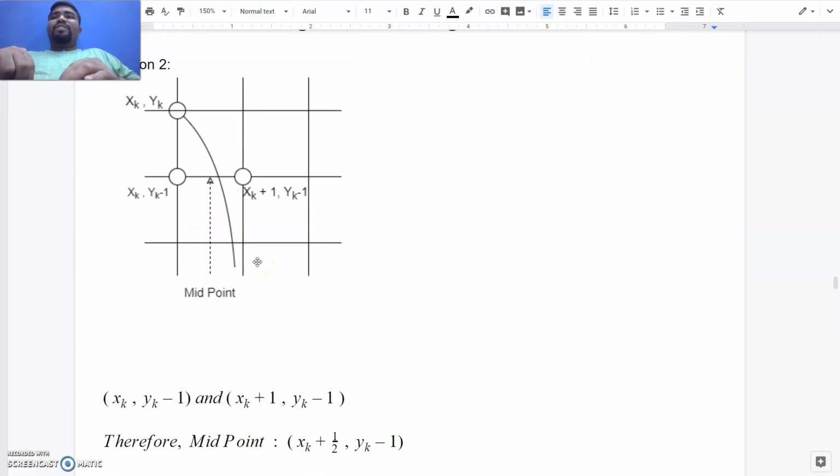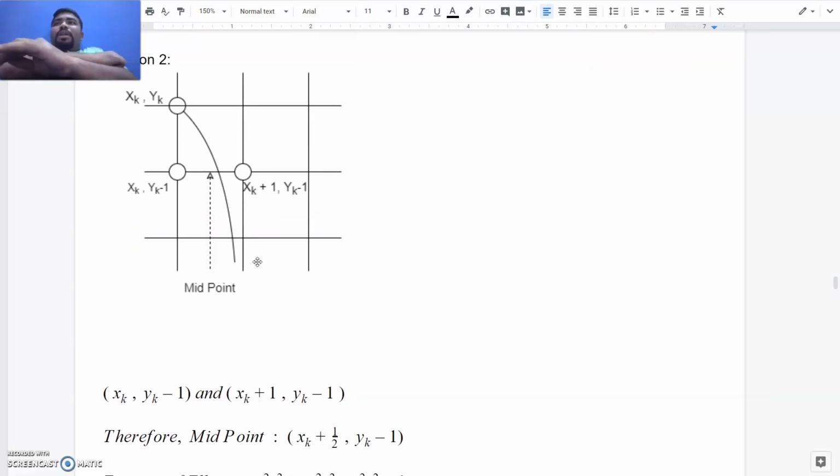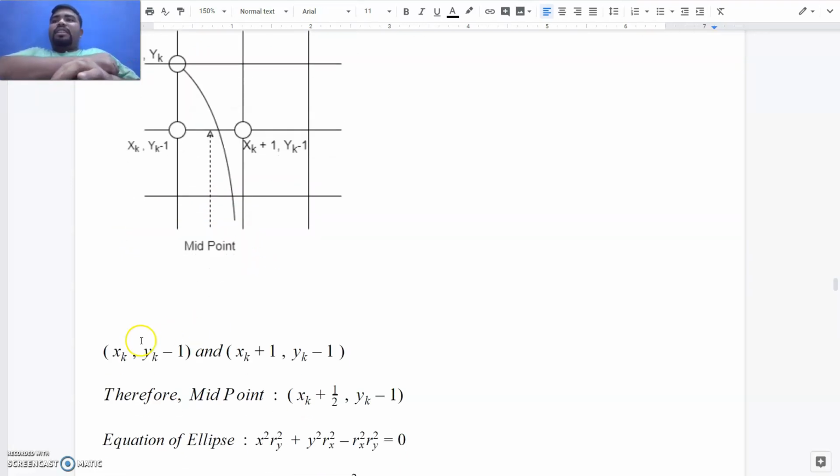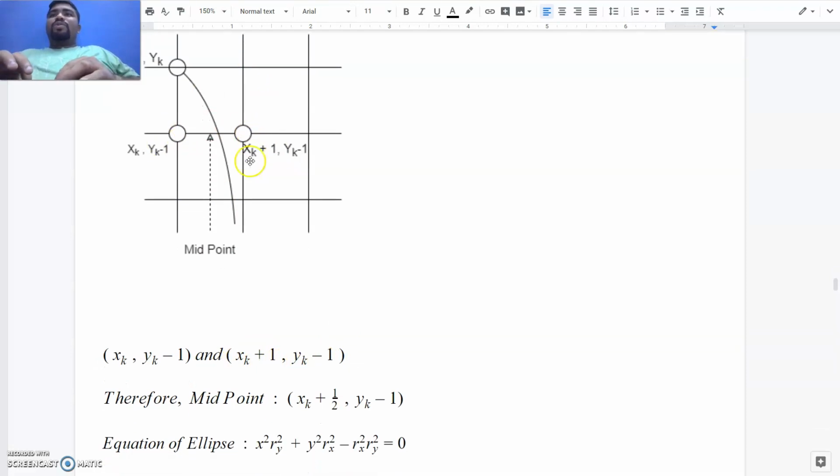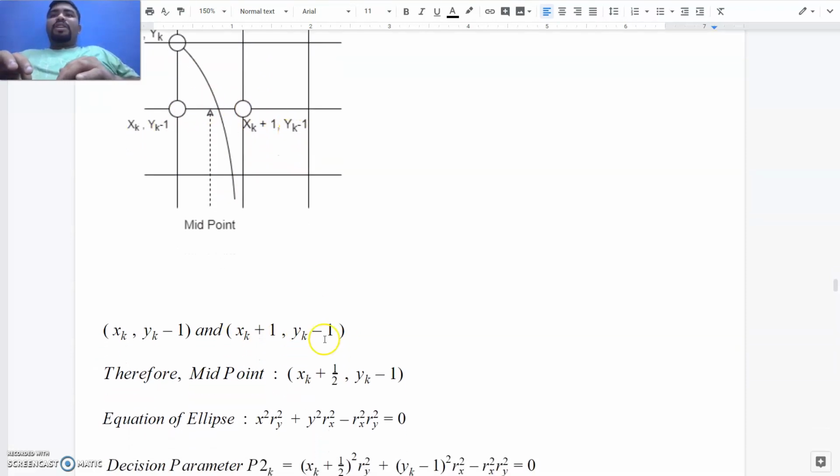So let's get started. Now in this case, what is going to be the midpoint? So we clearly see that the midpoint is xk comma yk minus 1, that is this point, and this point, that is xk plus 1 comma yk minus 1. So between these two we need to decide now. So what would be the midpoint? We just need to add them up. So as we add it up, we get the midpoint of xk plus 1 by 2. Okay, we add and we divide by 2 for sure.